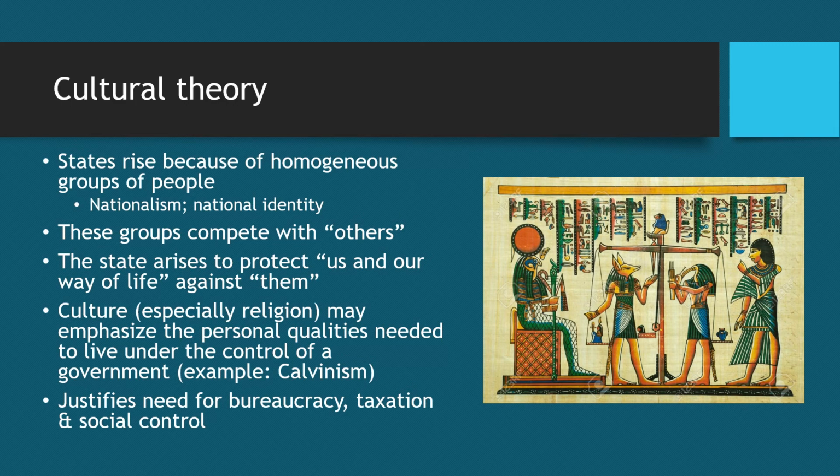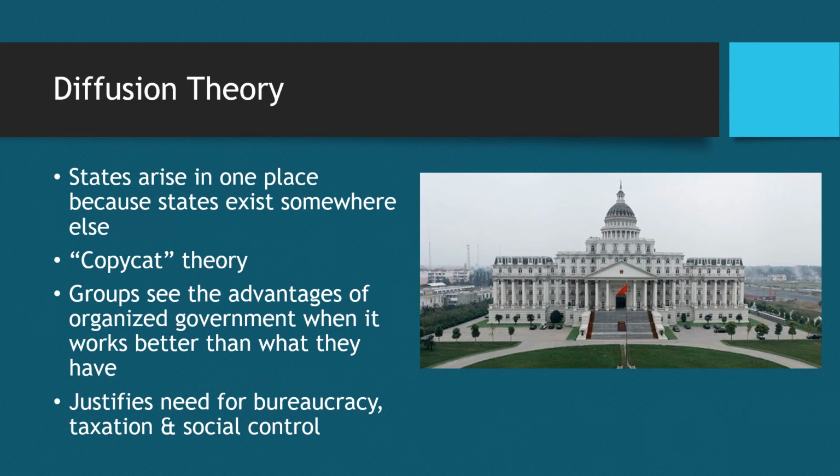Okay, let's move on to a little bit of a different theory that's kind of not as dominant as the original three. So a final theory that some people have talked about is what's called the diffusion theory of state formation. And basically, we could think of this as the copycat theory. The idea here is that the reason states arise somewhere is because they exist somewhere else.